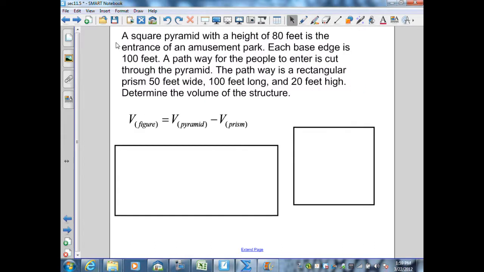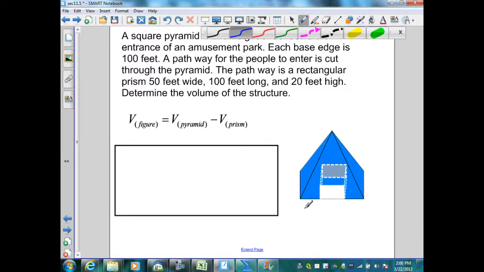On this example, I have a square pyramid with a height of 80 feet, and it is the entrance of an amusement park. Each base edge is 100 feet. A pathway for the people to enter is cut through the pyramid. The pathway is a rectangular prism, 50 feet wide, 100 feet long, which is the length of all the base edges, and 20 feet high. Determine the volume of the structure.